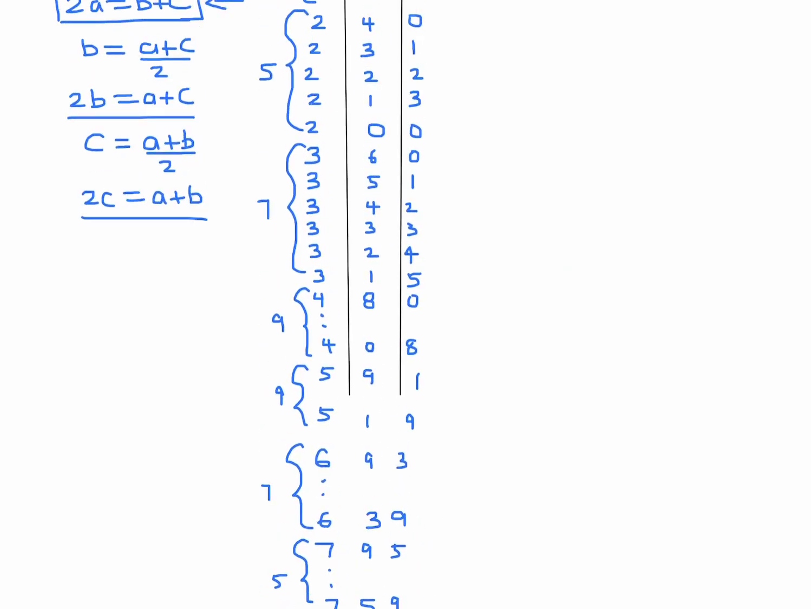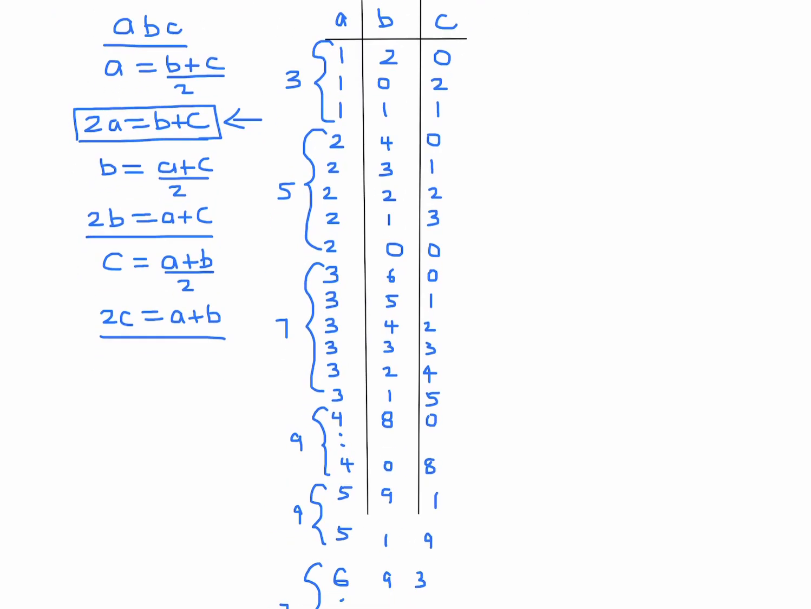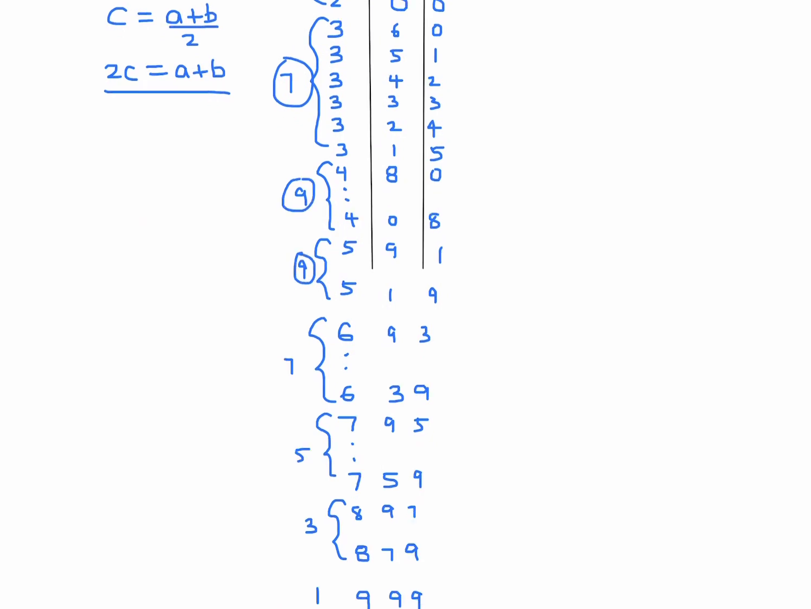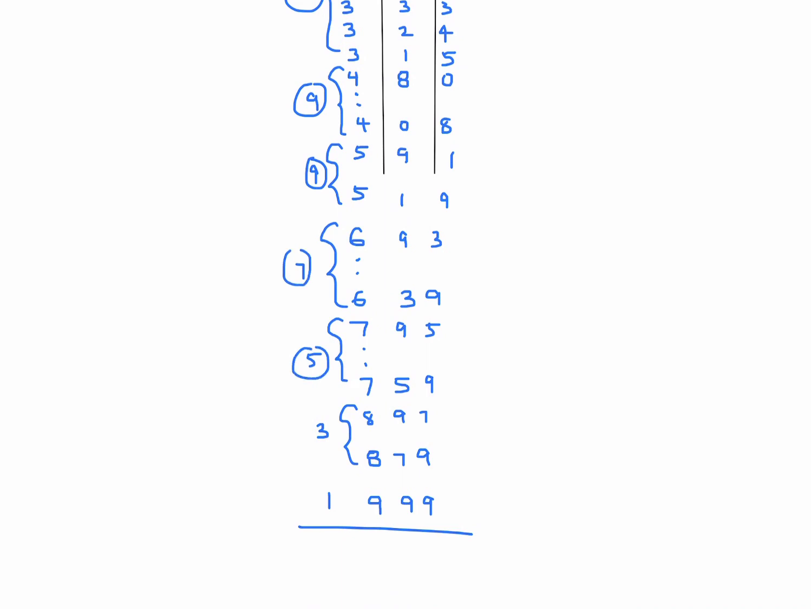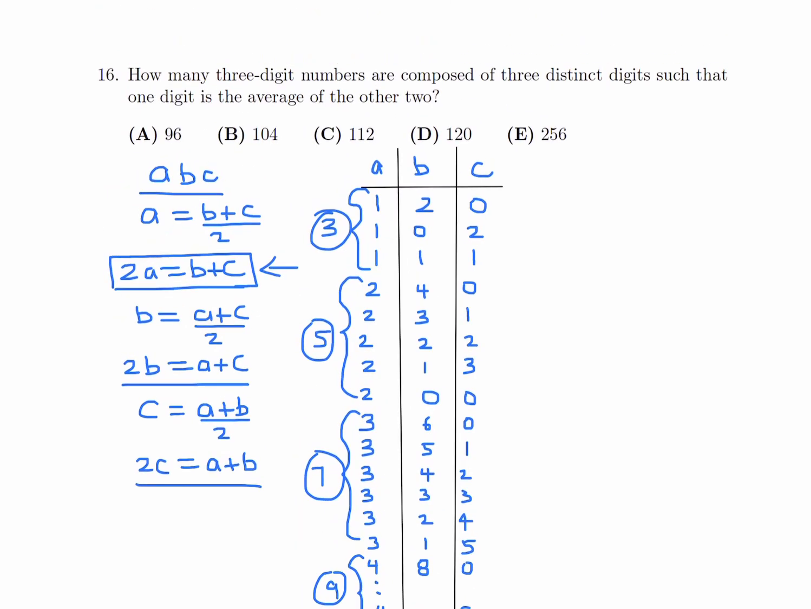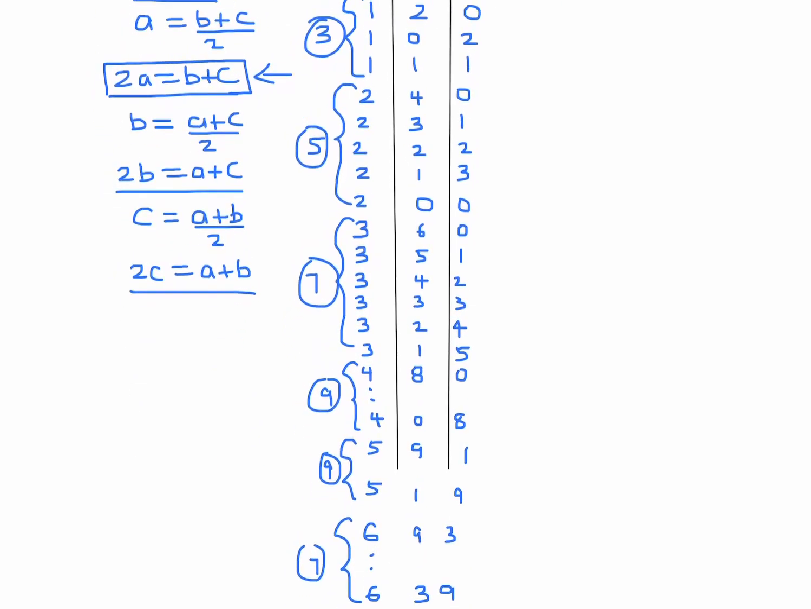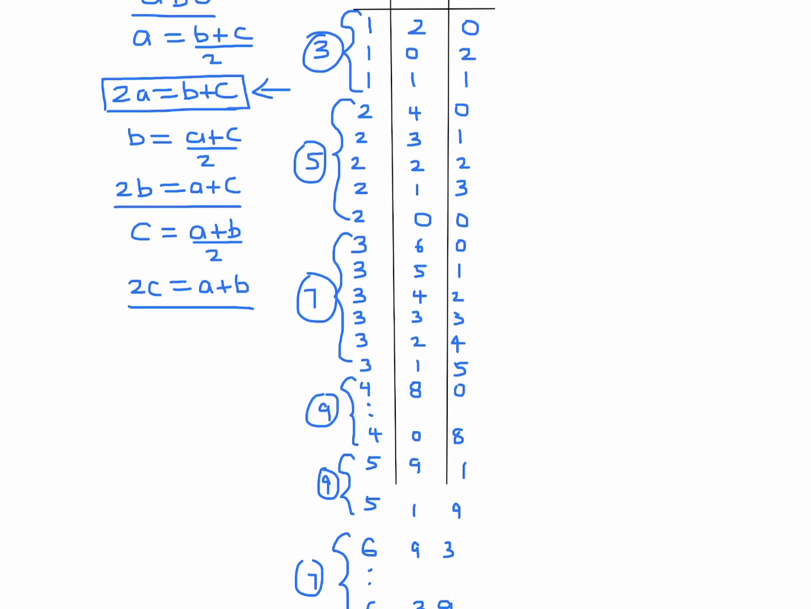So if you add up all these, we've got 3 plus 5 plus 7 plus 9 plus 9 plus 7 plus 5 plus 3 plus 1. Now if you add those up, you get a total of 49. But there's something important that you have to read in the question. 3 distinct digits. So they cannot all be the same. So we have to eliminate any times we have 2 numbers that are the same.